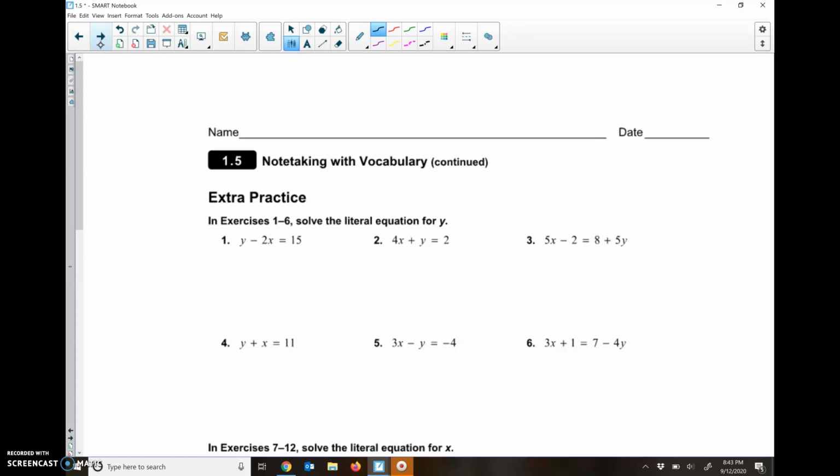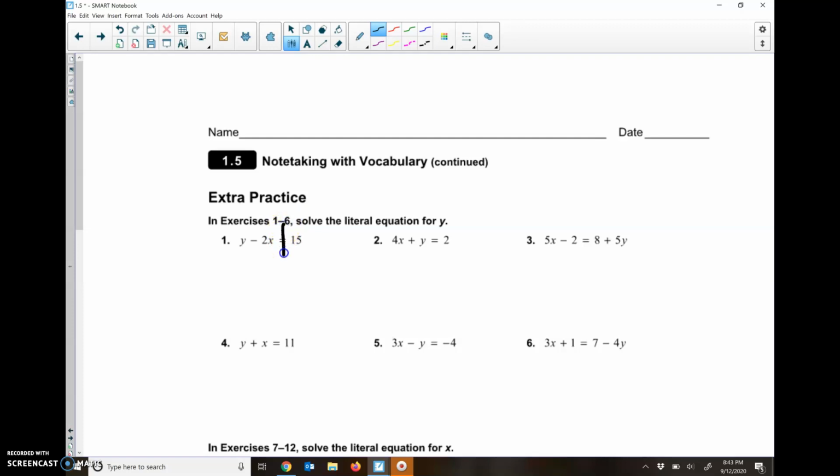So here it wants us to solve the equation for y. So that means we need to make this equation say y equals. Right now it says y minus 2x equals 15. So we're just going to try and get it to say y equals. Kind of weird and different, we're not going to get an actual answer like 1 or 2 or 3 or 4. Our answer is just going to be once the equation says y equals.